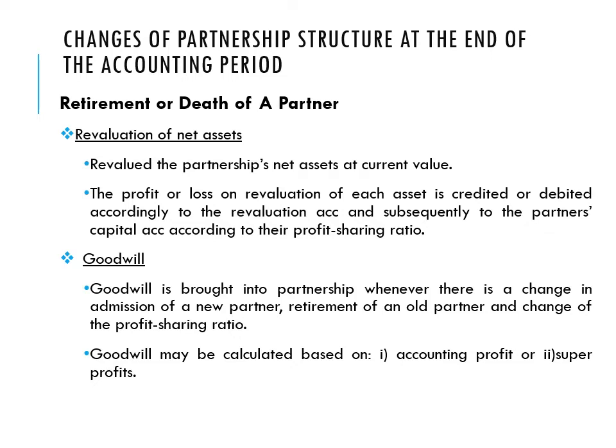Next, we also have to compute the goodwill account. So goodwill is brought into the partnership whenever there is a change in the admission of a new partner, or there is a death or retirement of an old partner, or a change of the profit sharing ratios. So there are two methods to calculate the goodwill. It is either based on the accounting profits method or the super profits method.